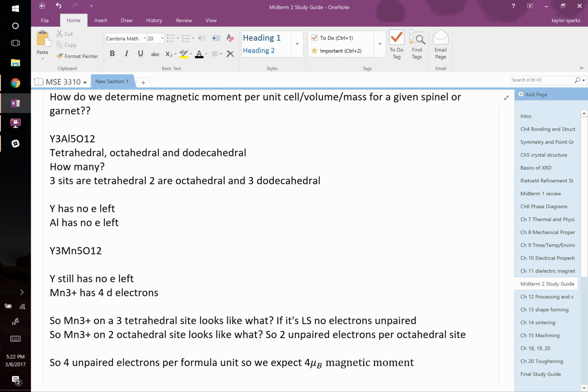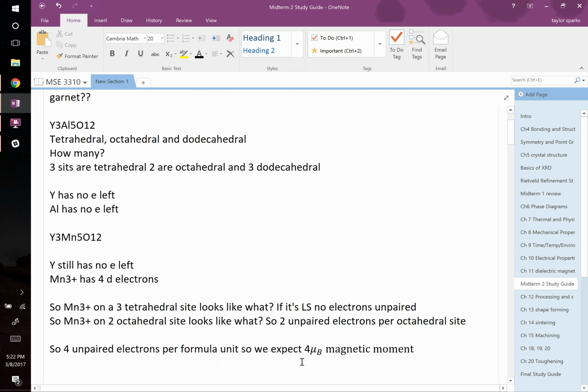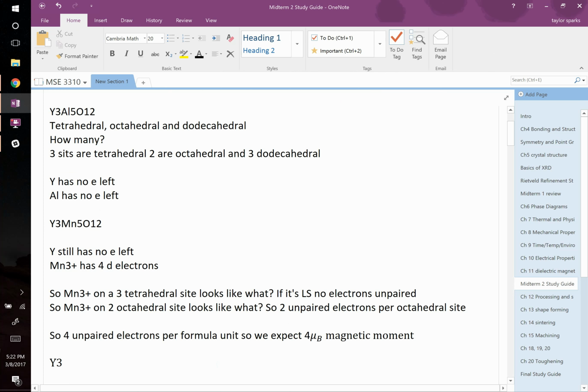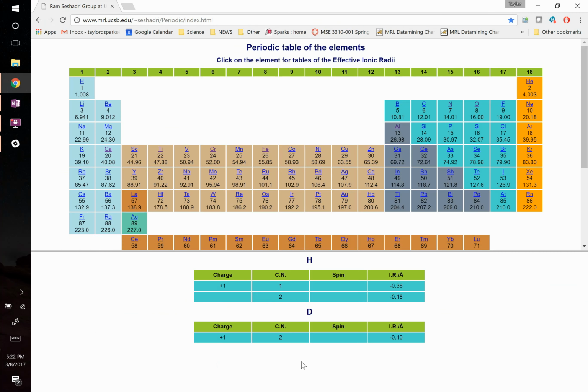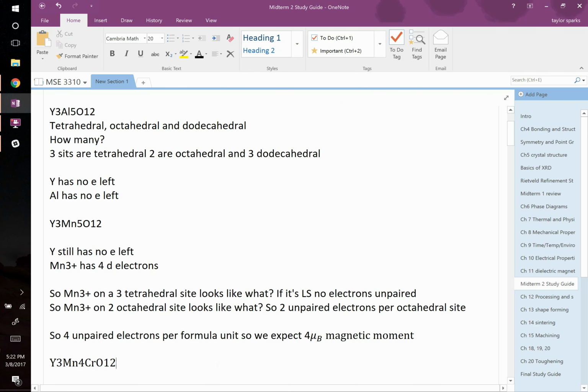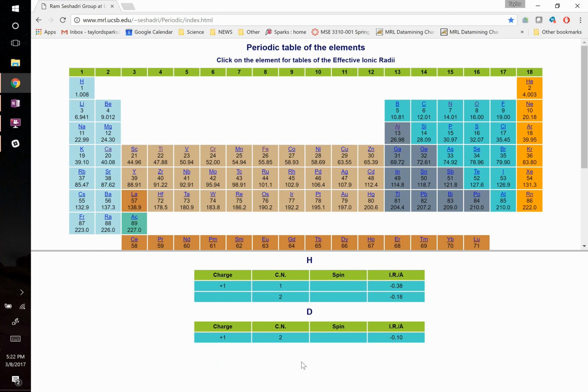Any questions on this? What if we took the same thing, but how about this formula? Work this one out with each other. Let's do yttrium 3, manganese 4, chromium, O12. So basically the same as before, but instead of 5 manganese, 4 manganese and 1 chromium. Predict where they want to go. Do your best judgment on this one. Y3, 4 manganese, 1 chromium, O12, that's right.